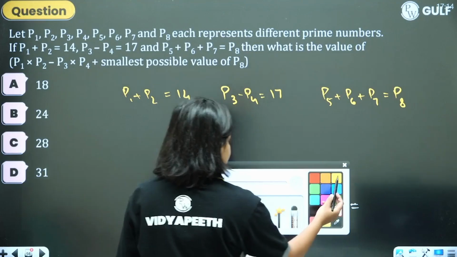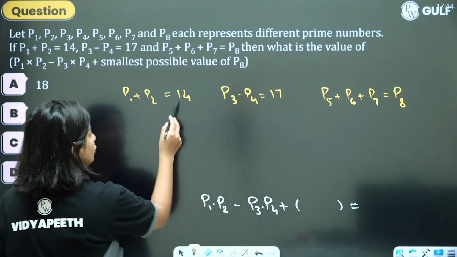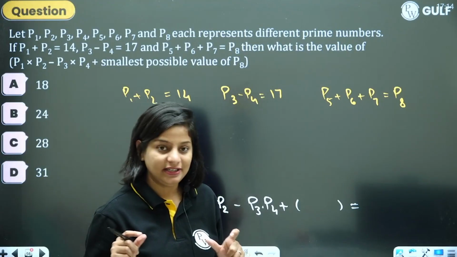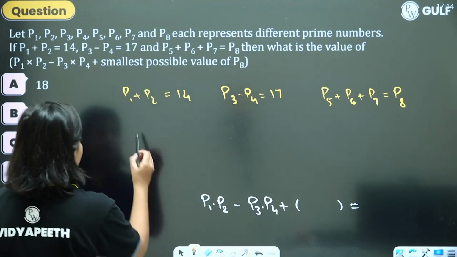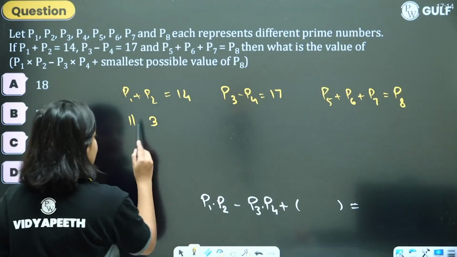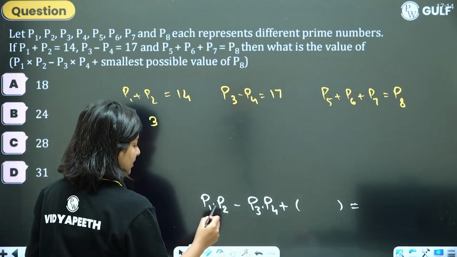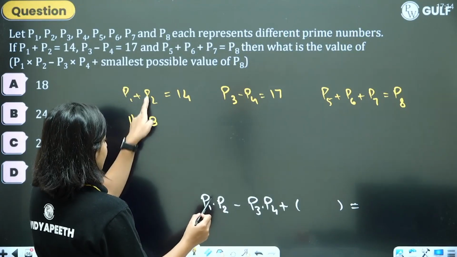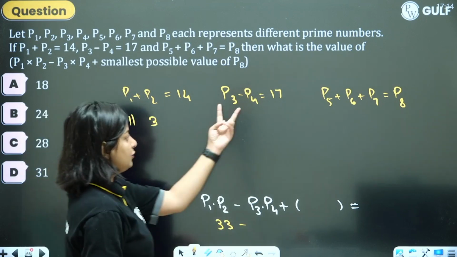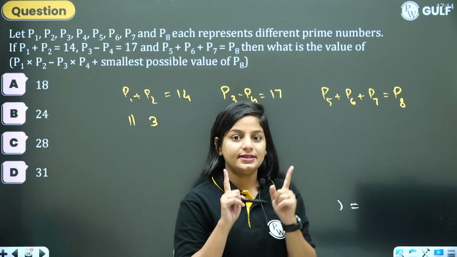Let's solve it. What are the two prime numbers that add up to give 14? Think of the various combinations. There are not many prime numbers, so it shouldn't be that difficult. 11 and 3 are the only possibilities. So P1 is 11, P2 is 3. 11 times 3 is 33.